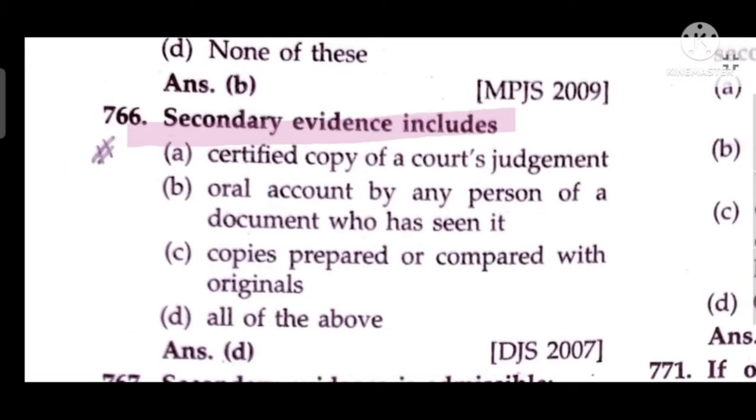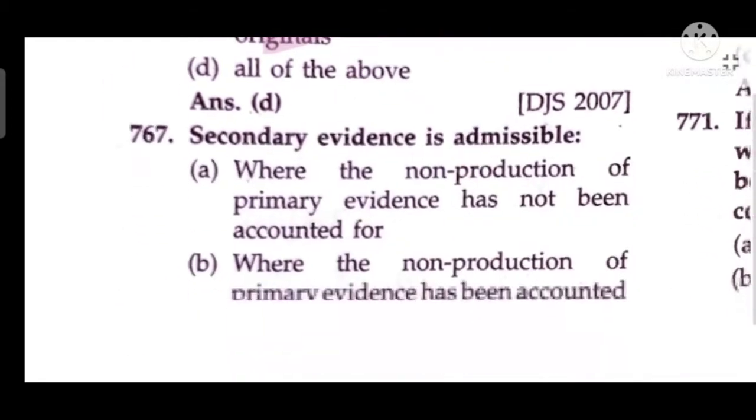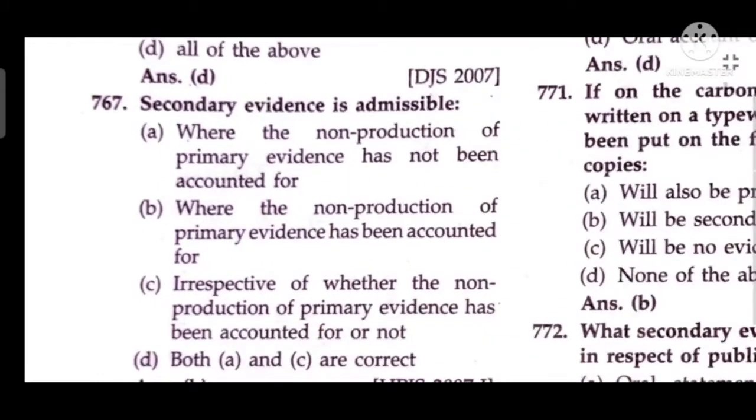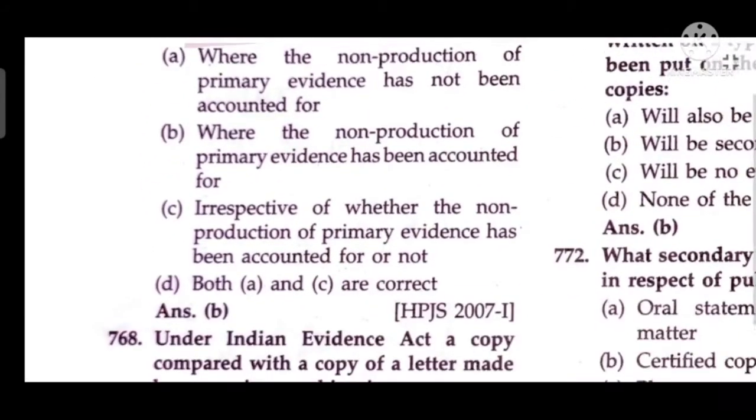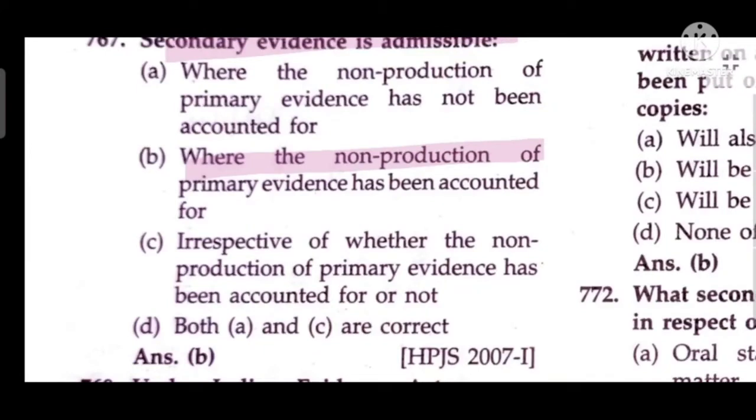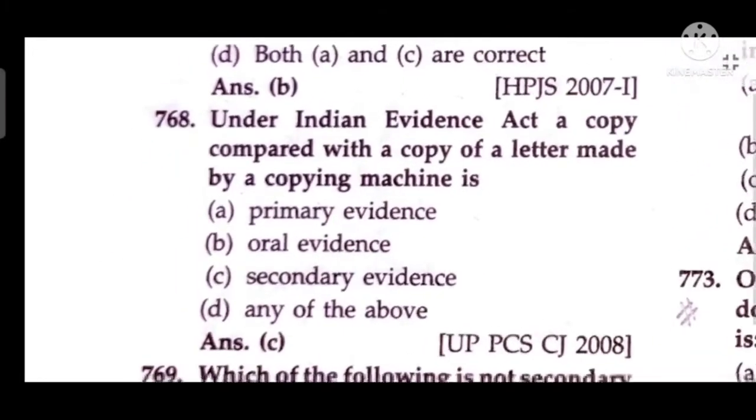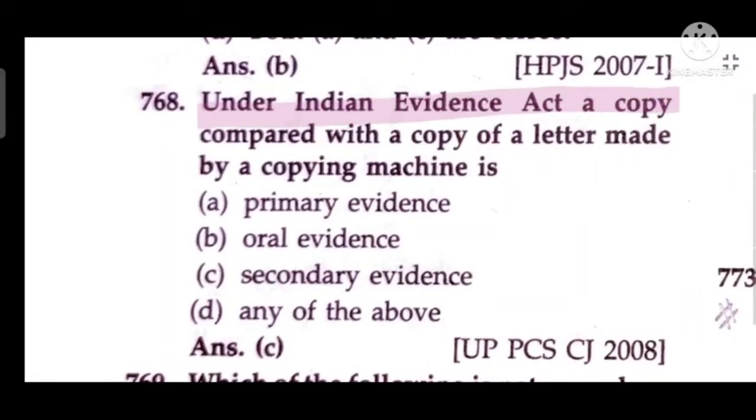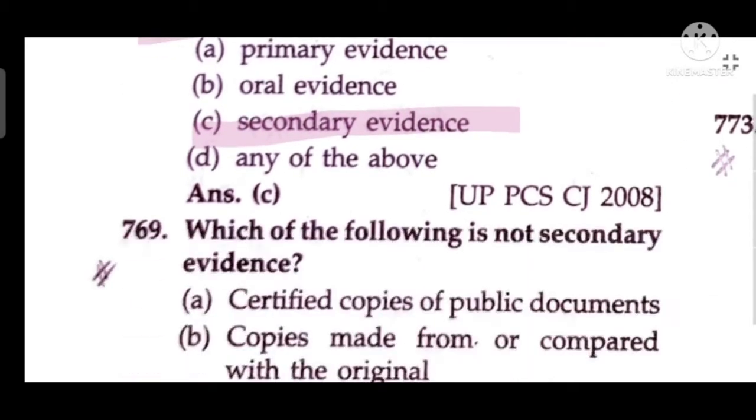Secondary evidence includes a certified copy of the court judgment, an oral account of the document by any person who has seen it, and copies prepared from or compared with the original. Secondary evidence is admissible where the non-production of primary evidence has been accounted for. Under the Indian Evidence Act, a copy compared with the copy of a letter made by a copying machine is secondary evidence.